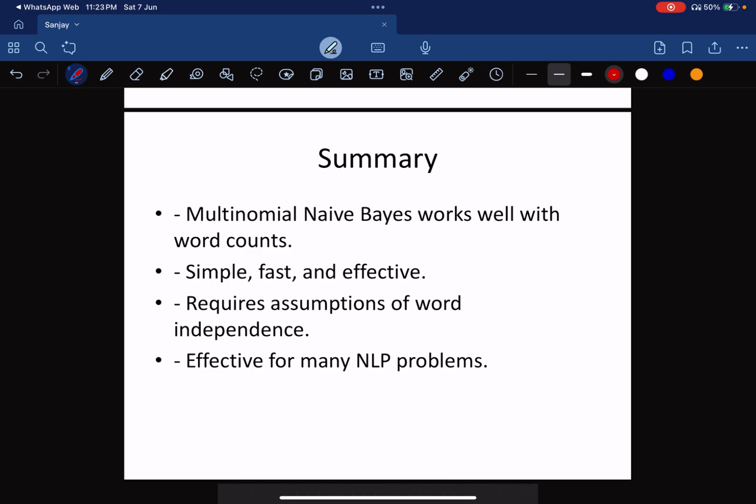Many NLP problems, natural language processing, use these types of Naive Bayes algorithms for text classification and text generation. And that's it for this video.